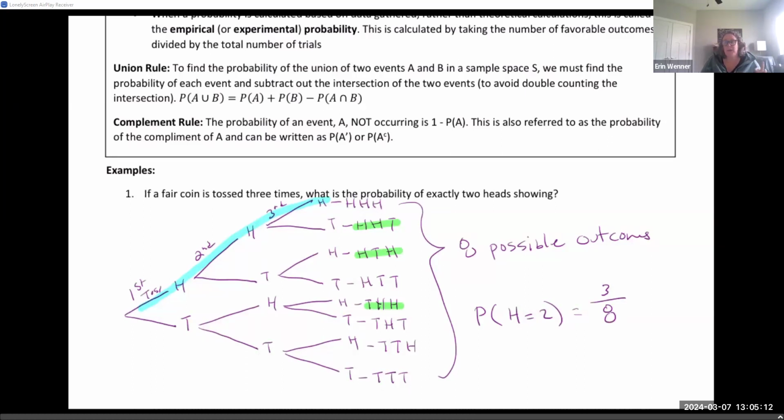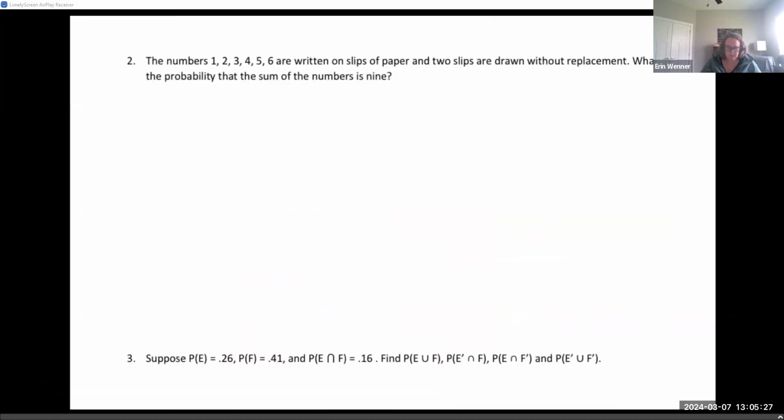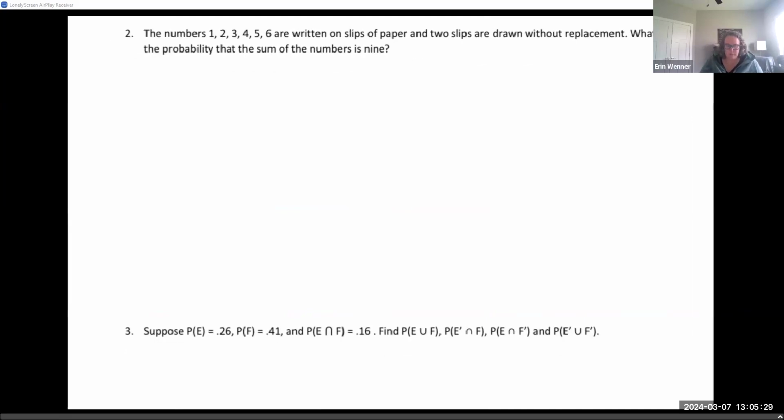You'll notice in these problems, we have you toss coins and pull cards and roll dice and all sorts of things like that. And so again, looking at what your sample space is very helpful. So in this next problem, it says the numbers 1, 2, 3, 4, 5, and 6 are all written on slips of paper, and 2 slips are drawn without replacement. What is the probability that the sum of the numbers is 9?